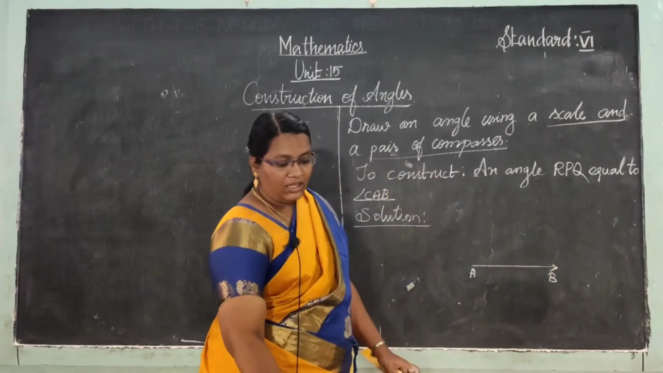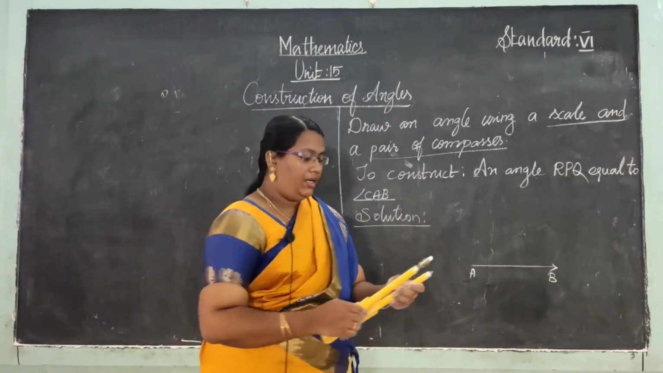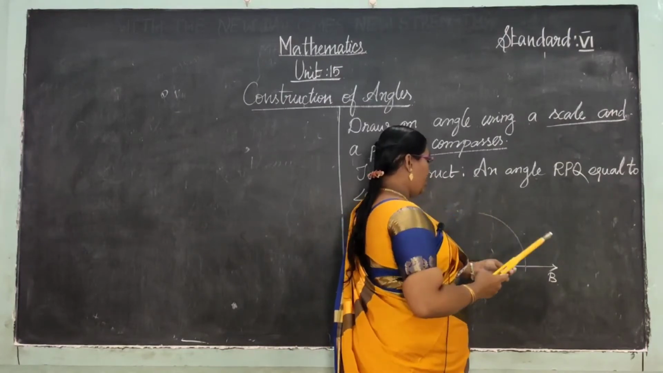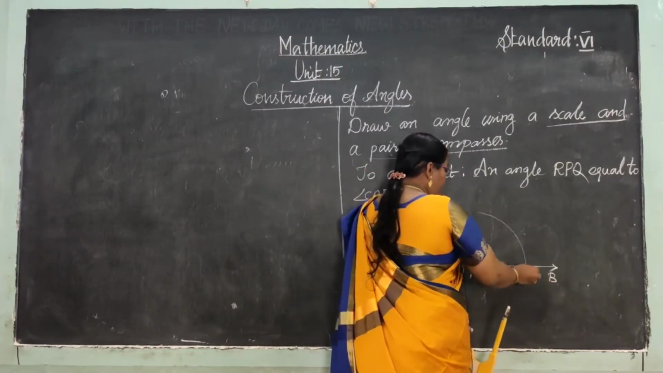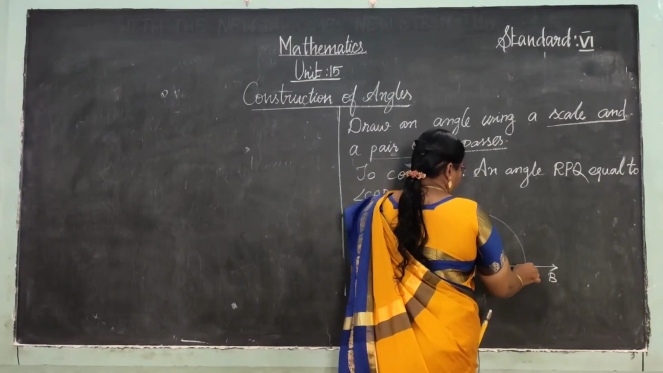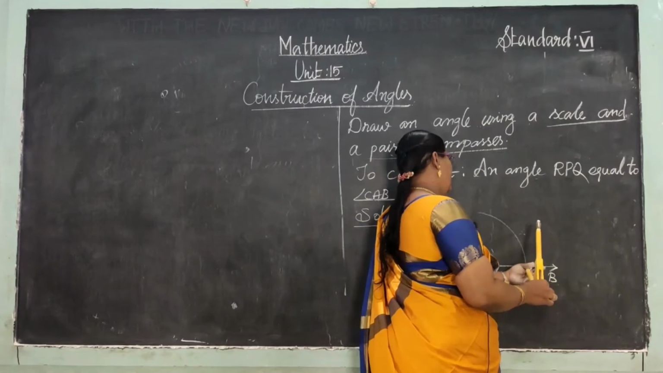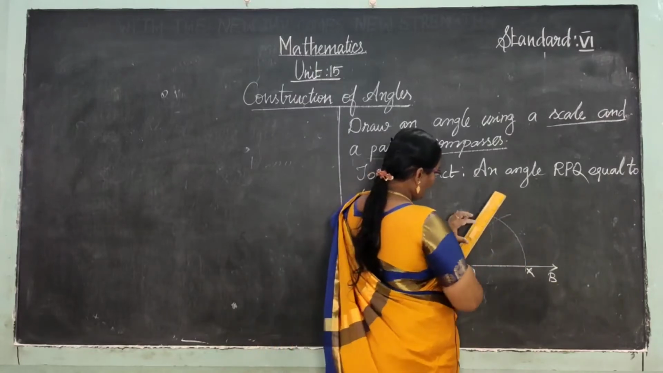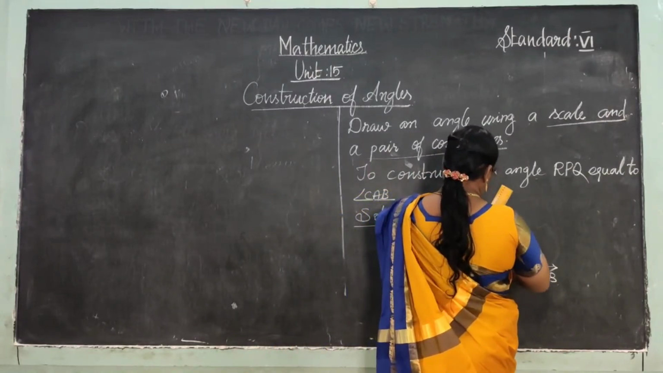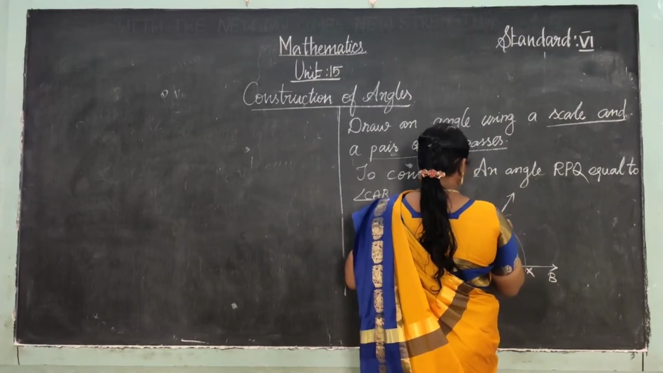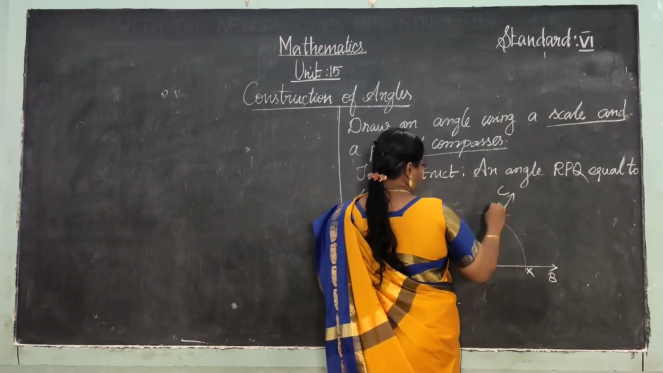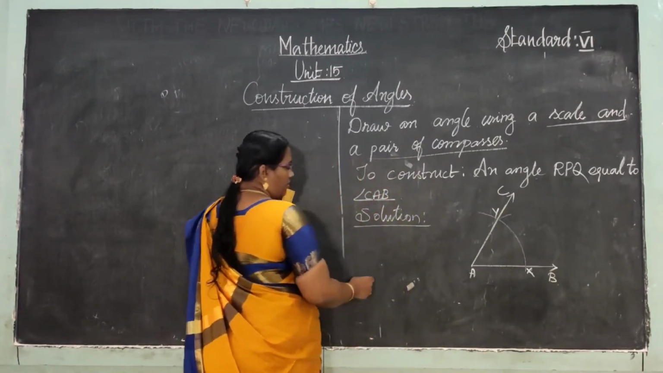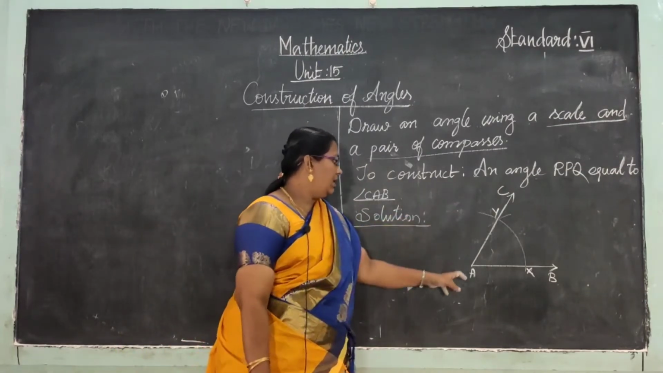With center A, take any convenient radius and draw the arc. The intersecting arc is denoted by X. Keeping the center at X, draw another arc. Then join the line from A to C. The intersecting arc is denoted by Y. So we have considered the angle CAB.